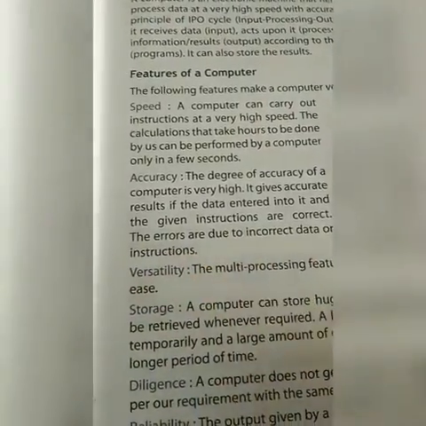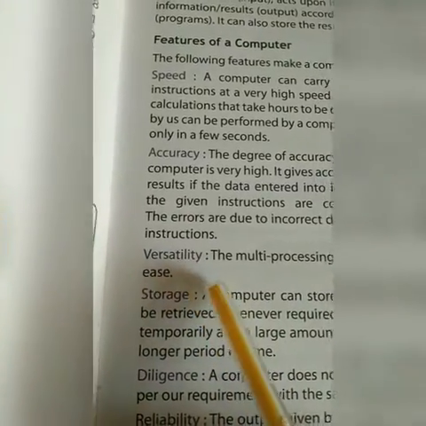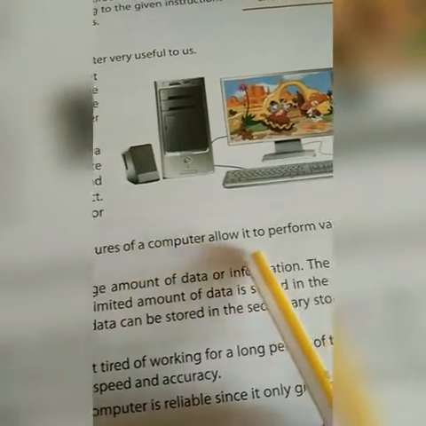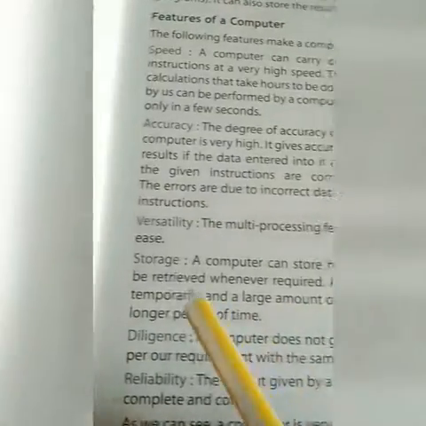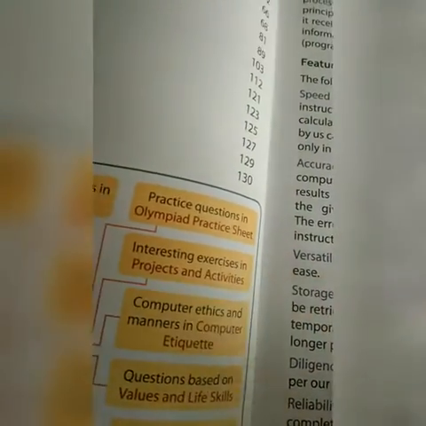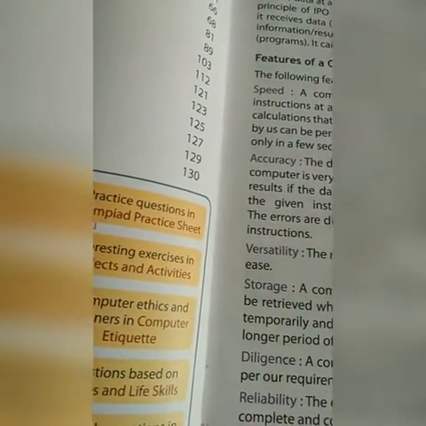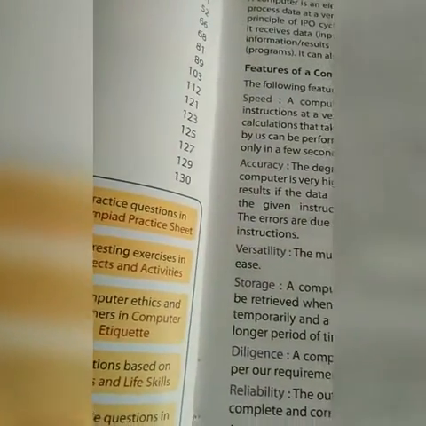Now versatility. The multi-process feature of a computer allows it to perform various tasks with ease. In the form of versatility, you can do many works with the help of a computer. Nowadays advanced technology is also there, and technology has improved, so you can do so much work.